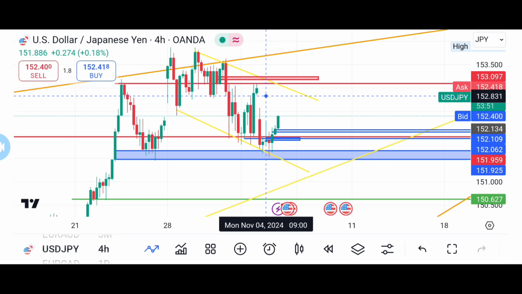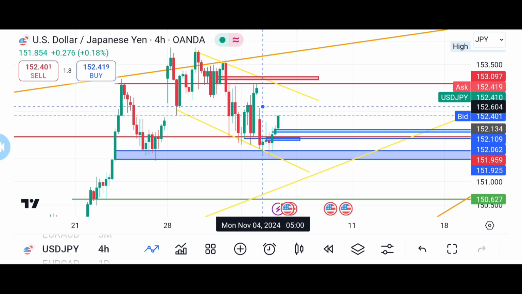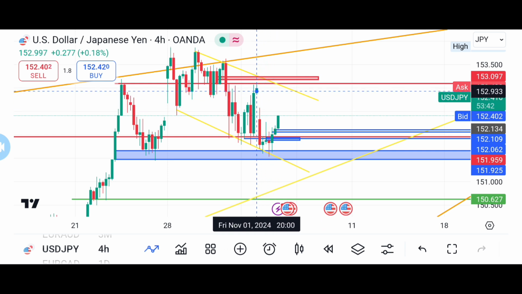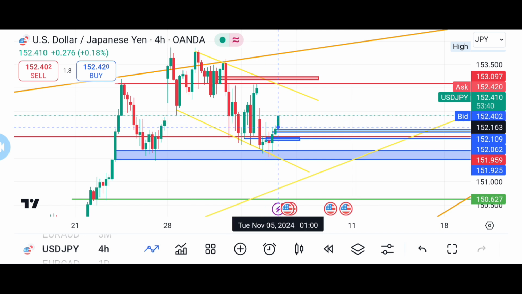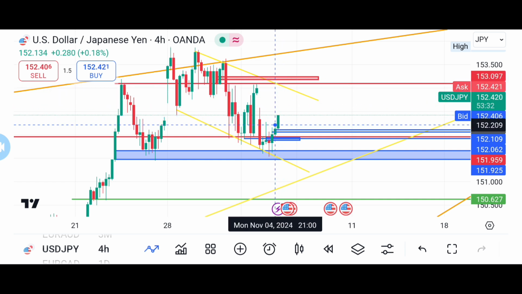So if you are an intraday trader, those three pairs I've just analyzed, they are for intraday traders. The price will, this is a guaranteed sure, it will fill the gap. It will fill this gap. So we might have something like this, guys. Let me delete these lines.